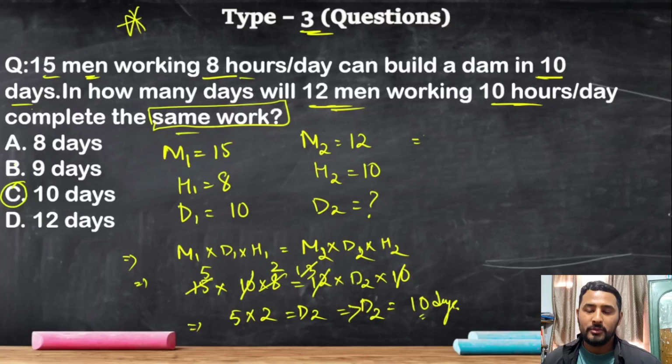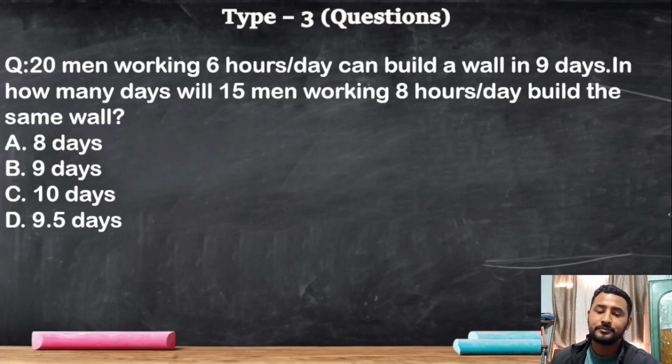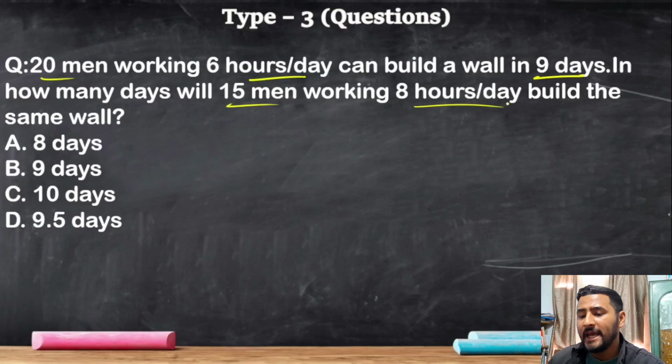Okay, I hope it is clear. Answer will be 10 days. So let's see one more question of this type. 20 men working 6 hours a day can build a wall in 9 days. In how many days will 15 men working 8 hours a day build the same wall?